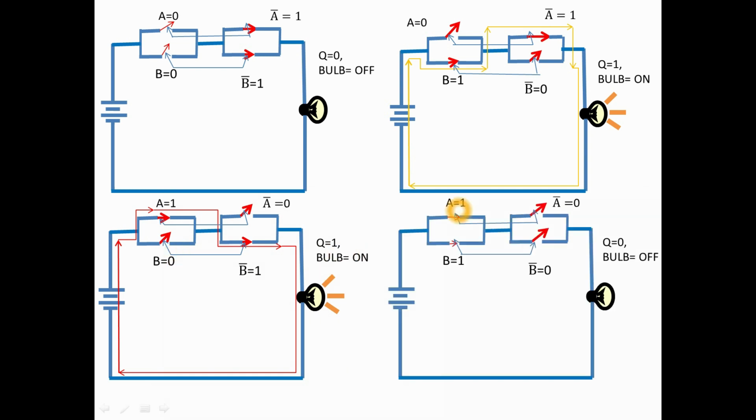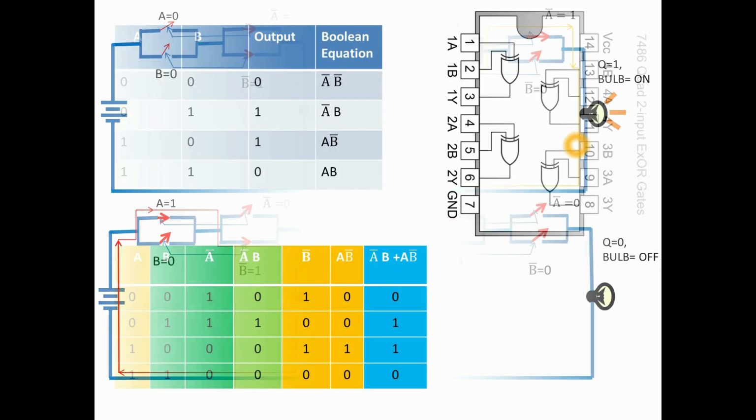When A is equal to 1, B is equal to 1, here A bar is equal to 0, B bar is equal to 0. There is no closed path to switch on the bulb. So the output is equal to 0. Okay, when an odd number of inputs are logic 1, then the output is logic 1. That is the working of the exclusive OR gate.